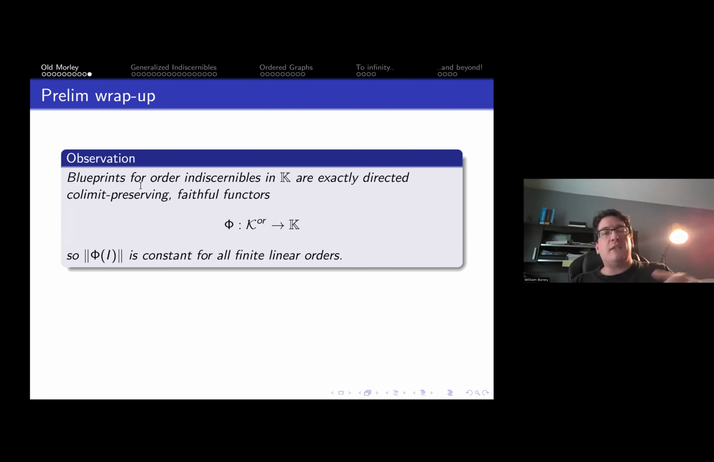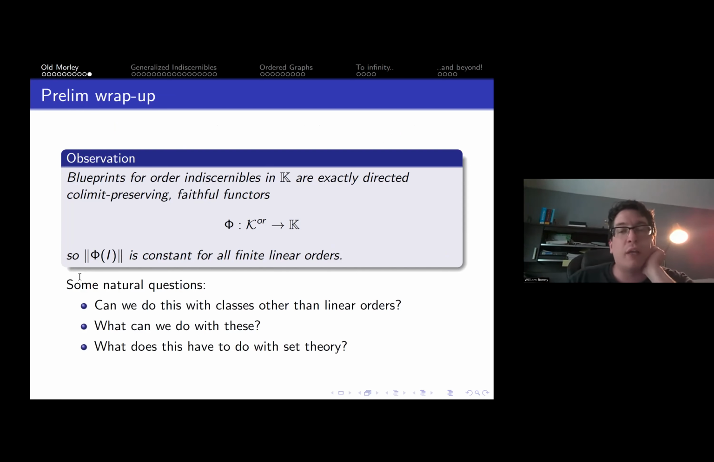And so what this tells us is that blueprints for order indiscernibles in K are exactly directed colimit preserving faithful functors from the category of linear orders to K. And there's this extra technical condition that is not super important, that I should probably just remove. So that's the big key observation that we want to start with. And it leads us to some natural questions that we'll discuss.